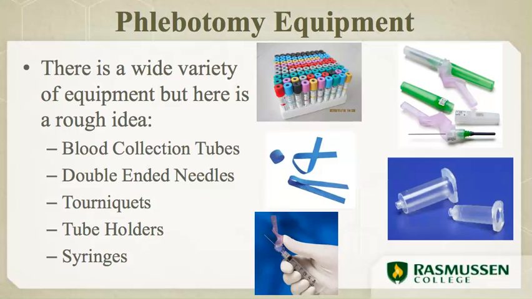So when we talk about the equipment, there are a wide variety of equipment that are used for phlebotomy procedures depending on which one you are performing. But you will need things like blood collection tubes, double-ended needles, tourniquets, tubes, and tube holders, and syringes. Now, we're going to spend a great deal of time in the lab this week talking about those things, so I'm not going to go into depth on the video, but I would highly recommend that you guys actually look at those pieces of it in your book and have a good understanding of each of them before you come to the lab this week.